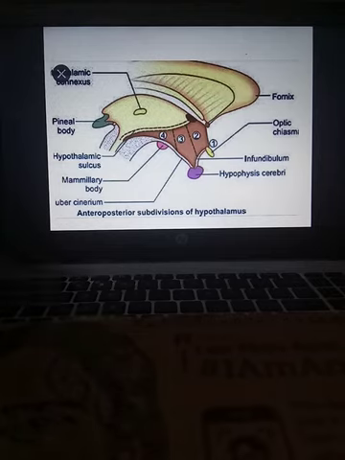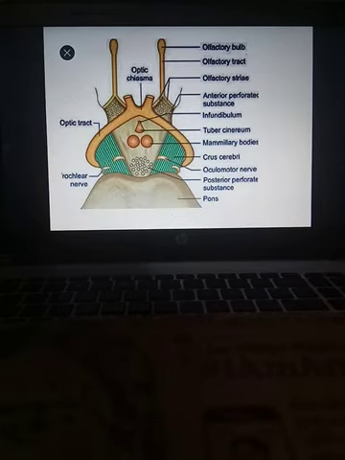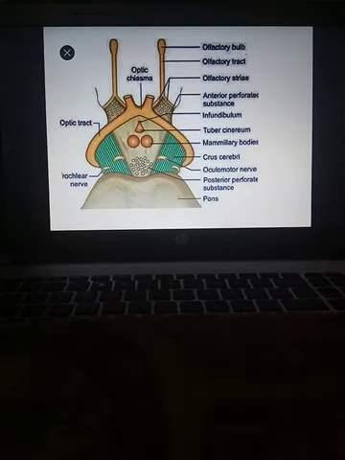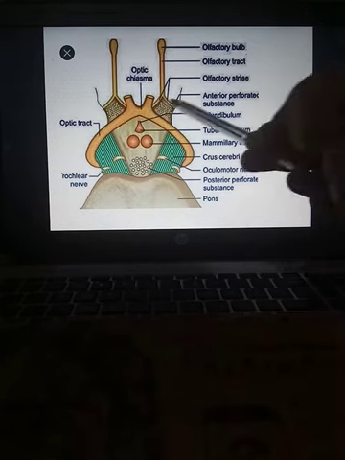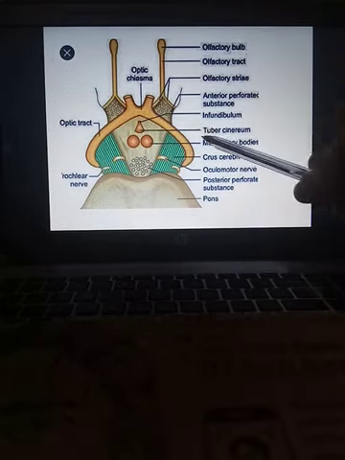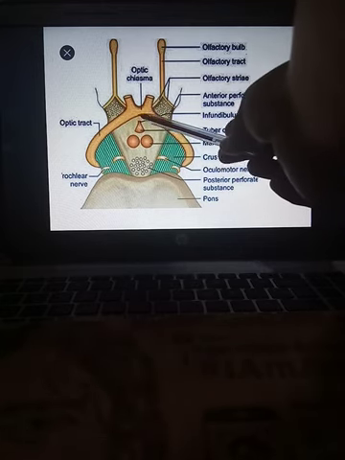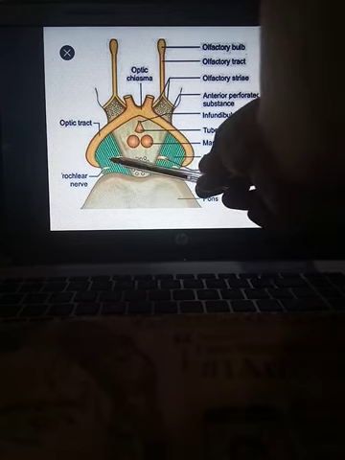Then inferiorly it forms the structures in the floor of the third ventricle. They are the tuber cinereum, this is your tuber cinereum, then the infundibulum, and the mammillary bodies.